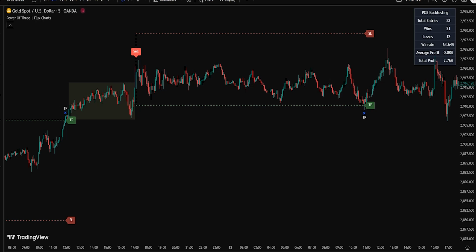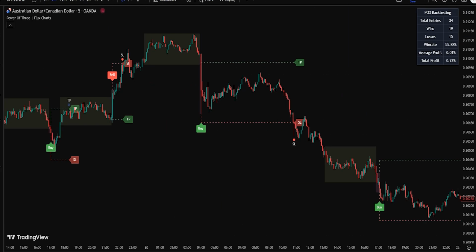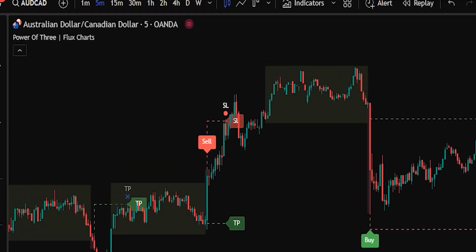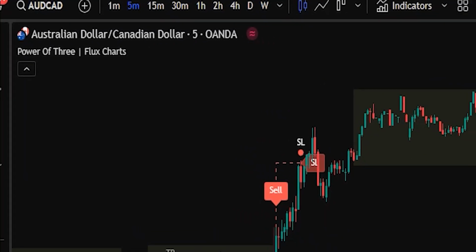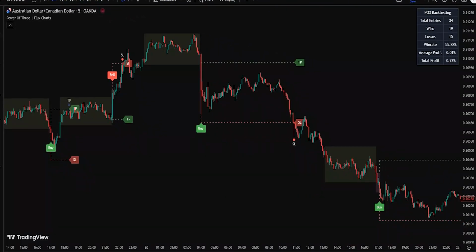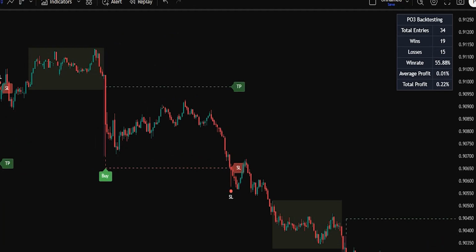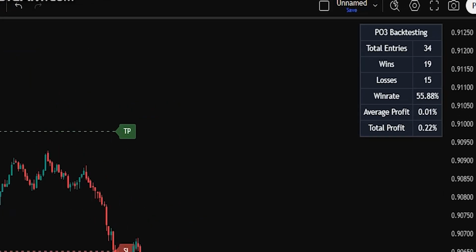The chart I had open was for gold. If we test it on a different symbol, will the win rate get better or worse? Let's try it out together. Alright, now as you can see, we've added the Australian dollar to Canadian dollar symbol on a 5-minute time frame. And as it shows, the win rate for this strategy on Australian dollar to Canadian dollar in the 5-minute time frame is sitting at 55% so far, which is lower than gold's win rate. So right here, we can tell that gold has had a better win rate with this strategy for now.